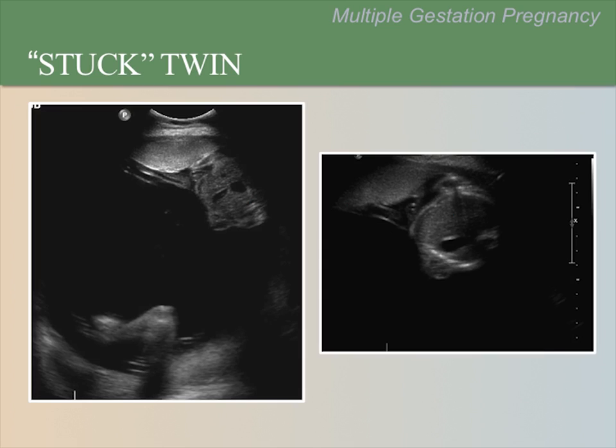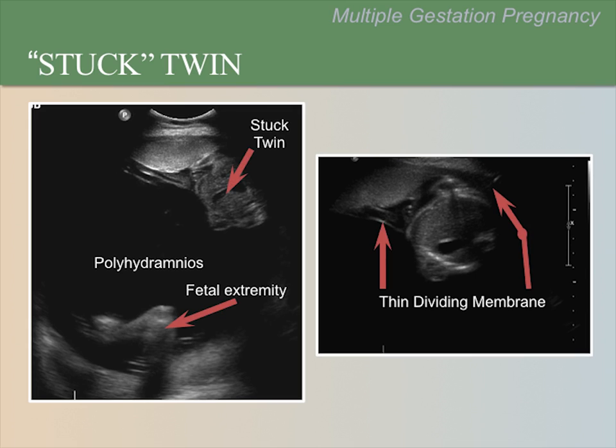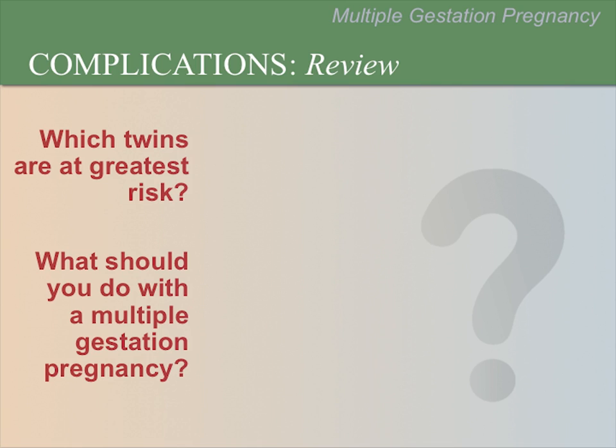In the left image, the upper twin appears stuck to the anterior uterine wall and has very little amniotic fluid, which is called oligohydramnios. You can just see an extremity of the lower twin, which is surrounded by too much amniotic fluid, called polyhydramnios. Here we have labeled these structures and the thin dividing membrane that can be seen in the right image. Now let's review key points. Which twins are at greatest risk of complications?